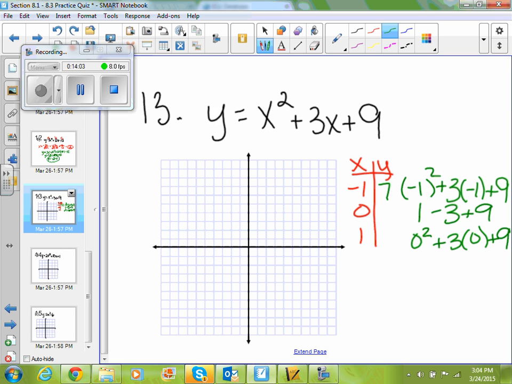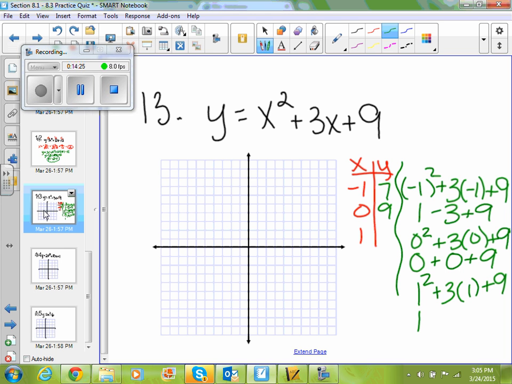Okay, if I plug in 0, 0 squared plus 3 times 0 plus 9. 0 squared is 0, 3 times 0 is 0, and 0 plus 0 plus 9 is 9. Okay, then finally if I plug in 1, 1 squared plus 3 times 1 plus 9. 1 times 1 is 1, 3 times 1 is 3, so 1 plus 3 plus 9 is 13. Okay, so I get negative 1, 7, 0, 9, 1, 13.